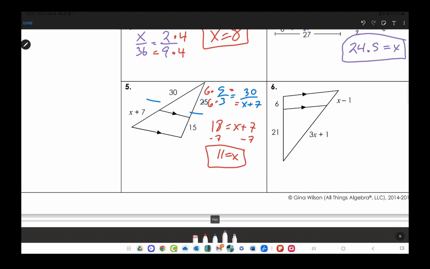But if you wanted to cross multiply, you would have got 5x plus 35 is equal to 90. Subtract 35. 5x is equal to 55.